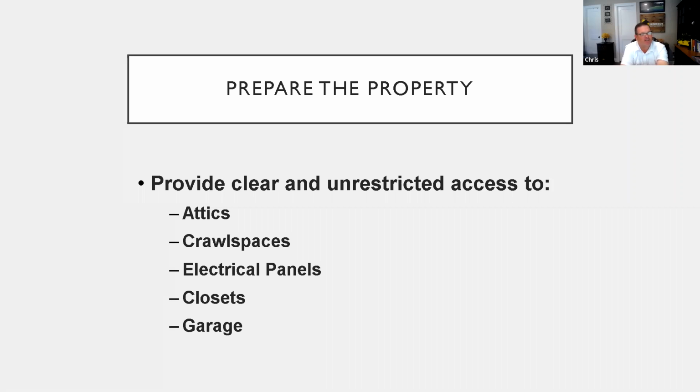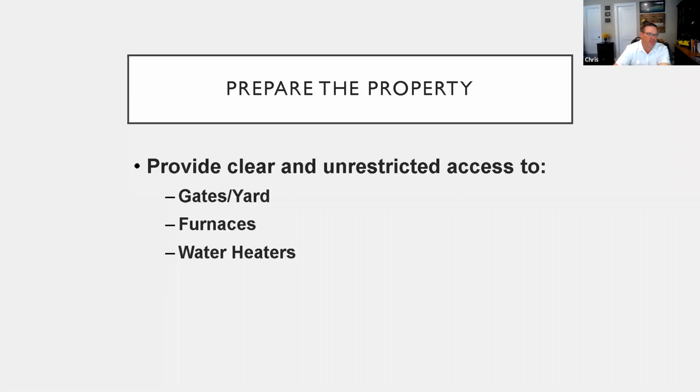So they start boxing up all that stuff and stick it in the garage and block the electric panel, or they put it up in the attic where we can't even get into the attic and perform inspections. So make sure that when they pack up all that stuff, they're leaving access to attics, crawl spaces, electric panels, closets, garages. TREC says that we're not allowed to move any personal items, none.